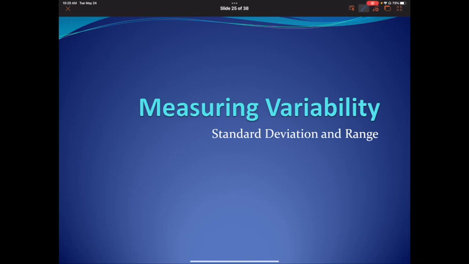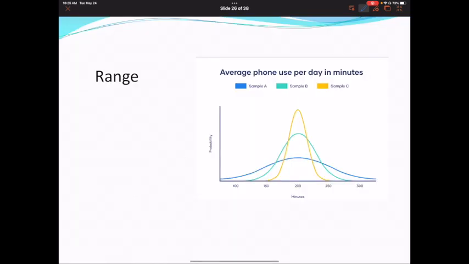So the next thing I want to talk about is measuring variability. And we're going to talk about more measures of variability other than quartiles, which are standard deviation, that's like the number one in statistics, and range.